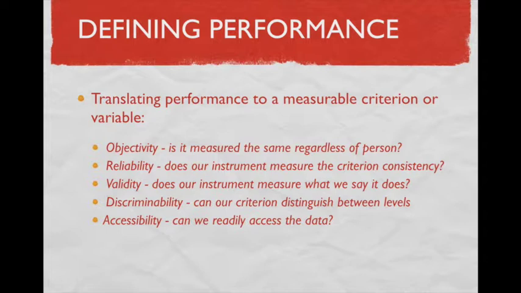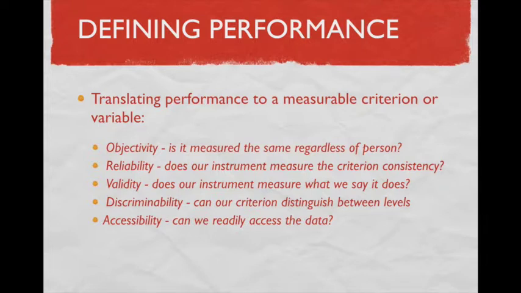So we have to translate performance to a measurable criterion or an outcome. And there are a couple of things that we want to talk about here. The first is objectivity. Is it measured the same regardless of person? Is performance an objective measure of production or effectiveness? Meaning, is it measured the same regardless of position, person, team, group, organizational structure? Is it reliable? Does our instrumentation measure the criterion consistently? So, is it actually a reliable measure of performance? Does it actually do it time and time and time again?